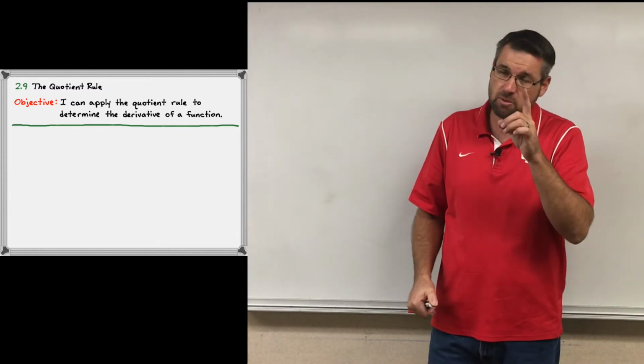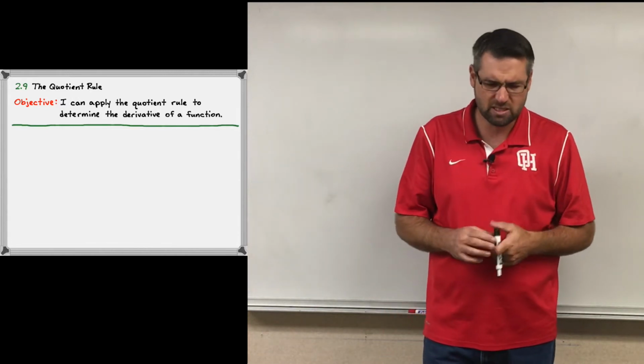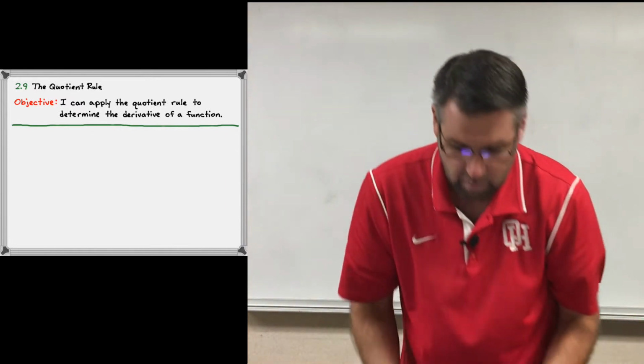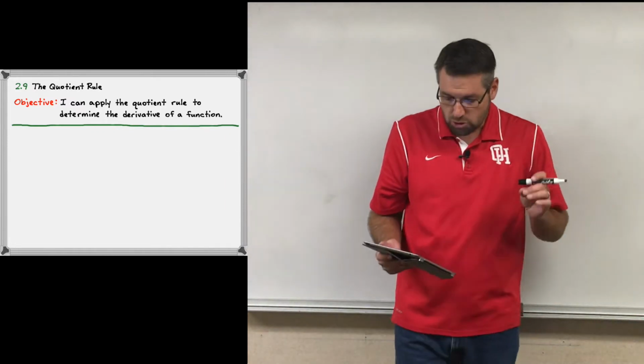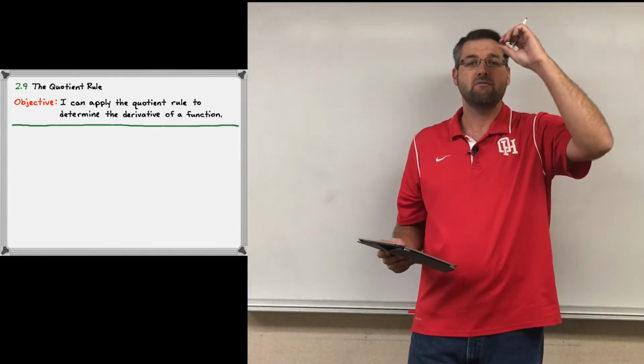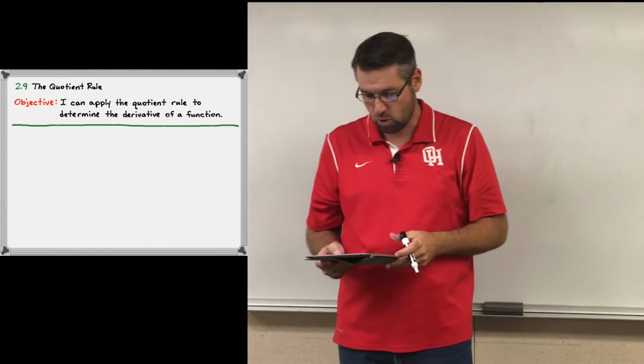Now, one thing I'm going to promise you here, this is probably going to be the quickest lesson of the year because it's just a practice of learning the quotient rule and then practicing it. So quotient rule is the idea of being able to take the derivative of a quotient or a division of two separate functions. Okay, and that's our goal today.